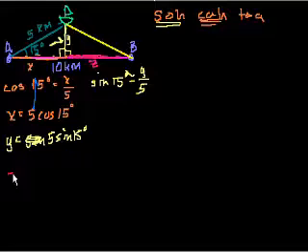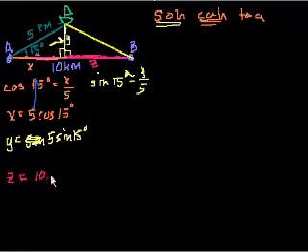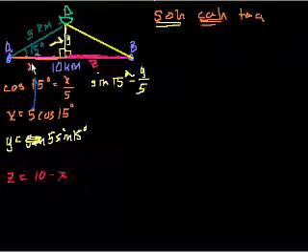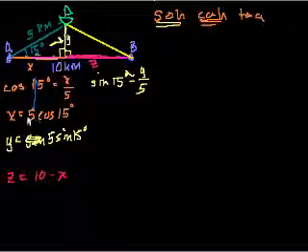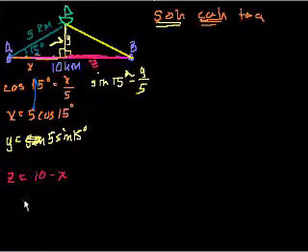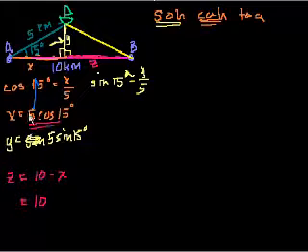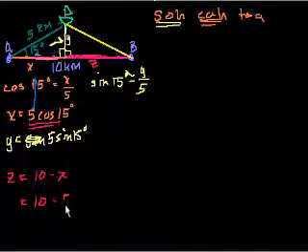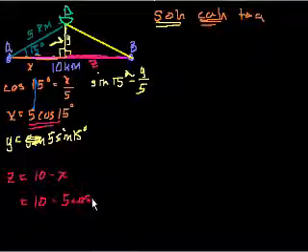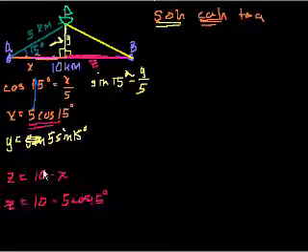We know that z is equal to 10 minus x, right? Because this whole thing is 10. This thing is x, so z is equal to 10 minus x. And we already figured out what x is equal to. Z is equal to 10 minus this. We didn't even have to use the variable x. We could have just written it like that. So 10 minus 5 cosine of 15 degrees. Right? That's this side. Z is equal to 10 minus 5 cosine of 15 degrees.